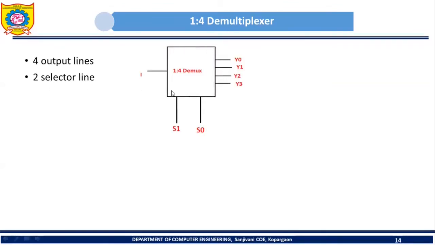This is the block diagram of the 1:4 demultiplexer. There is one input I. There are 4 outputs y0, y1, y2 and y3. In this demultiplexer we will have 2 selector lines, labeled S0 and S1.